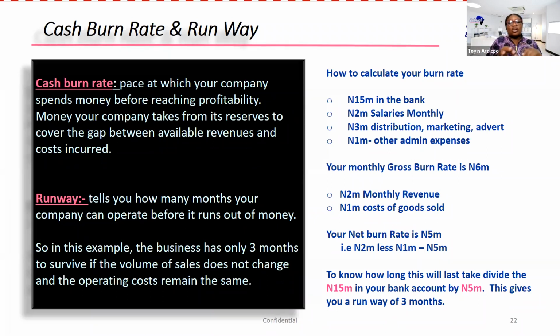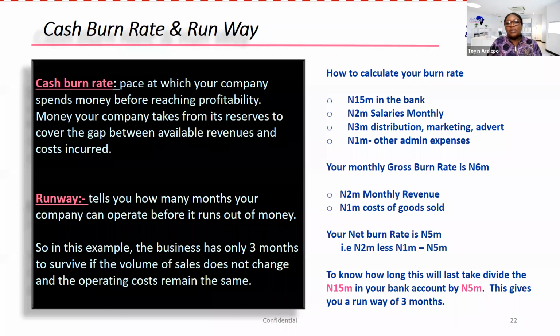So all they are asking is how much money are you spending compared to what you are generating in the business. If what you are generating in the business is not high, right, then you will burn your cash faster. And the runway is how long the cash is going to last, whatever amount you have. So let's just use an example.